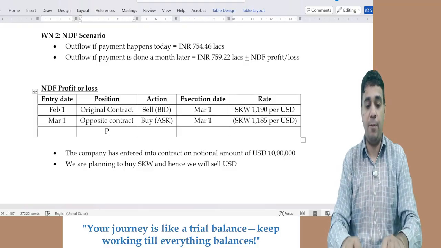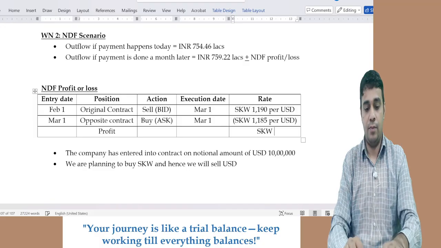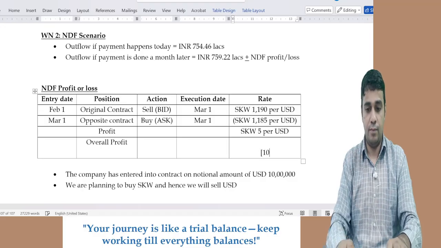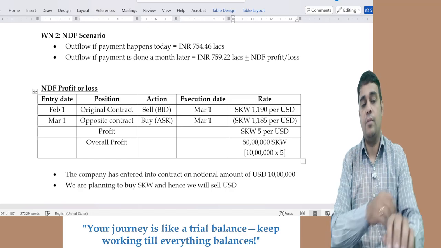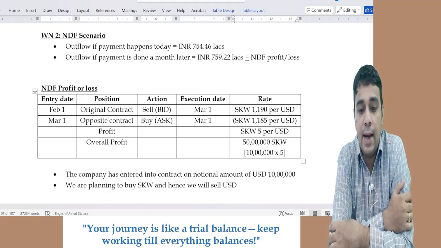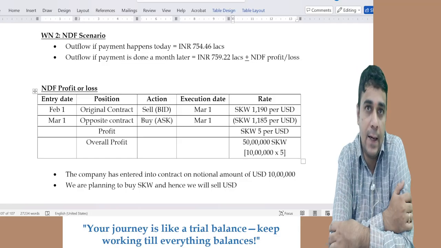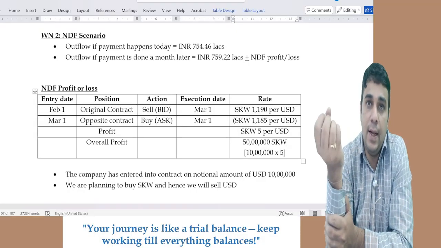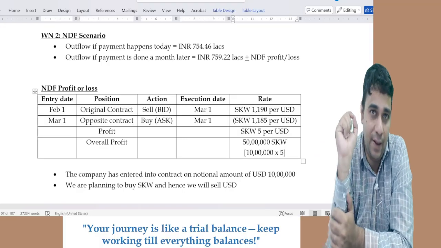We make a profit here. Profit is how much? Overall profit on 10 lakh: 50 lakh SKW. 10 lakh is the contract we entered, and 5 SKW per dollar is our profit. 50 lakh SKW. It doesn't end here. Now the dealer will give me this money not in SKW; he is going to use that 1185 rate and give me dollars.